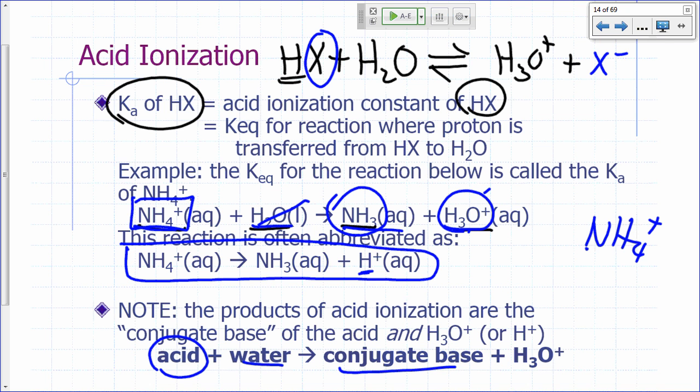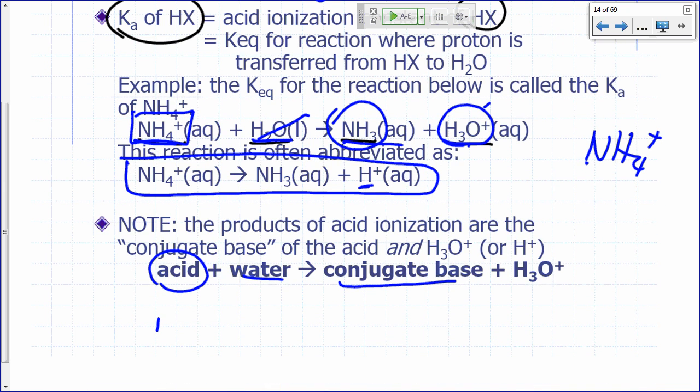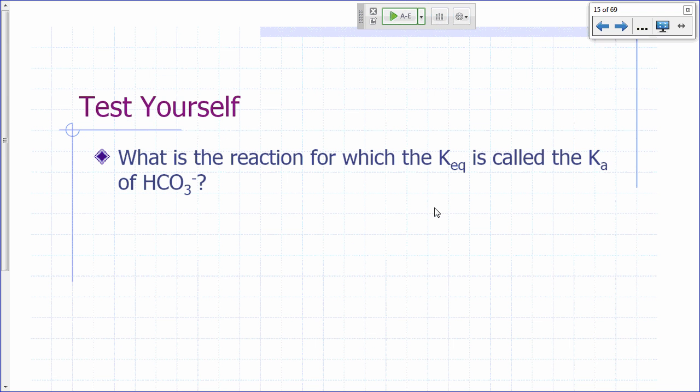So in this particular example, you can see that your acid, ammonium, reacts with water to give you its conjugate base, which is ammonia. Water gains a proton, and you get the hydronium ion, its conjugate acid. So in the acid ionization, you have a reaction with water that leads to the formation of H3O+. The equilibrium constant for that is called the Ka of the acid.